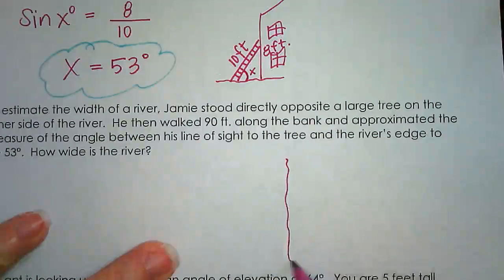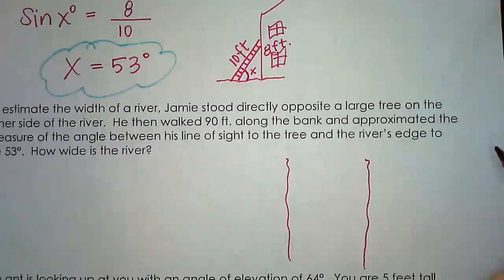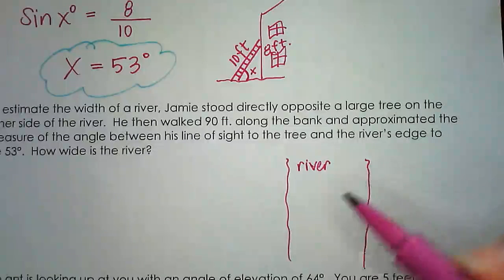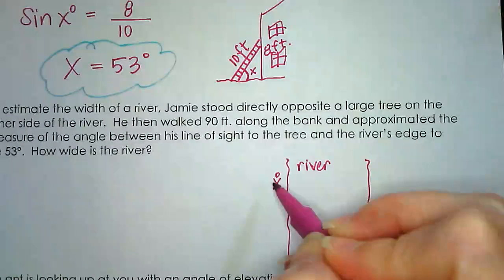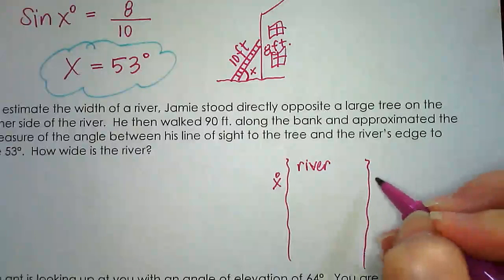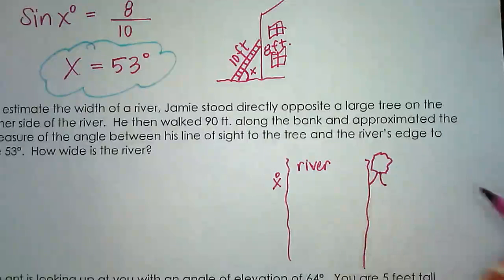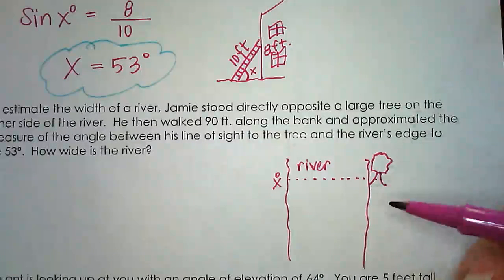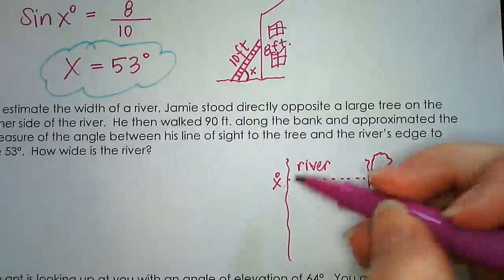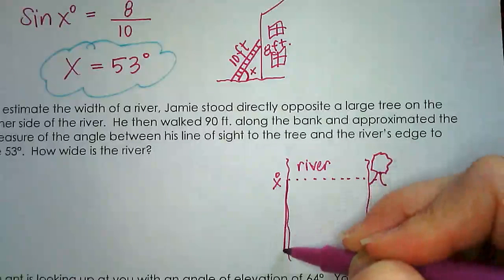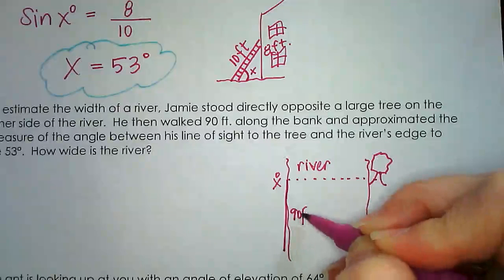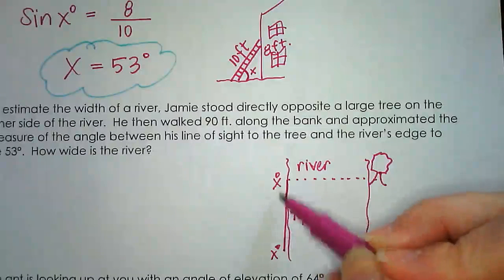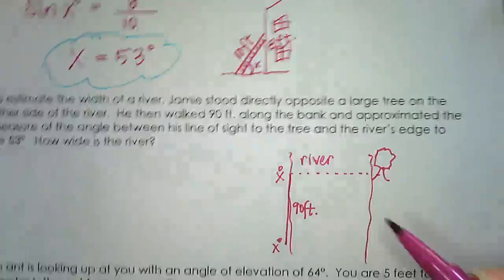So we have a river. This is our river, in case you weren't sure. Here's Jamie, directly opposite a tree. So here's a tree. He is directly opposite a tree. Then he walked 90 feet. So he walked this way, 90 feet. Now he's down here. Oh, his head fell off, but that's okay.